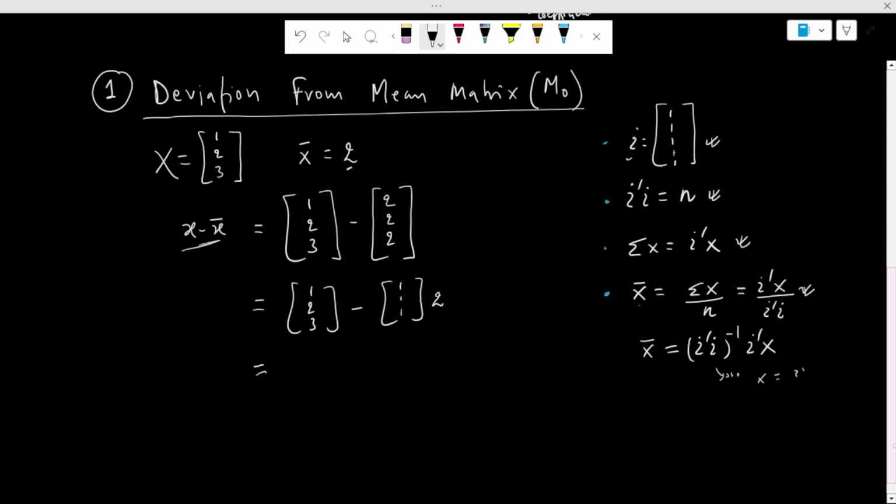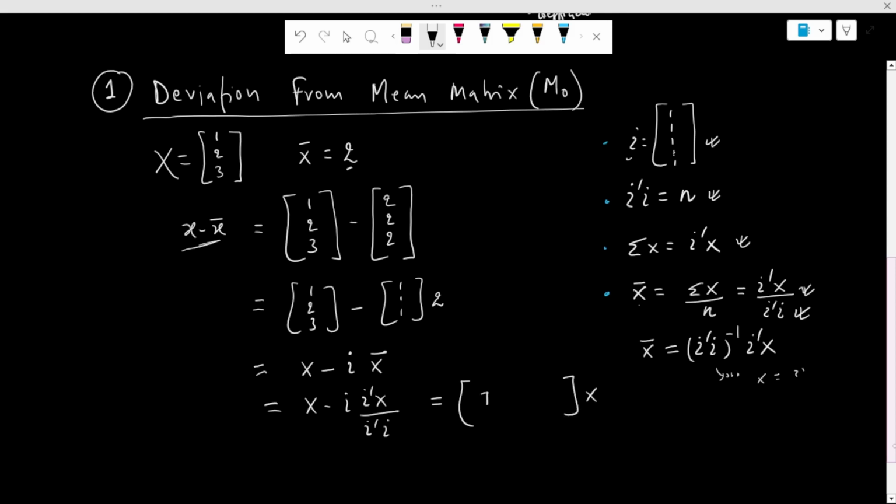Now let us represent the result in vector notation. This is our vector x minus the column vector of 1, which is represented by I, and 2, this is the mean, so it is x bar. This is again equal to x minus I and the mean. In vector notation, the mean can be calculated as I transpose x divided by I transpose I, which we have seen already. Now let us take x common on the post multiplication side.